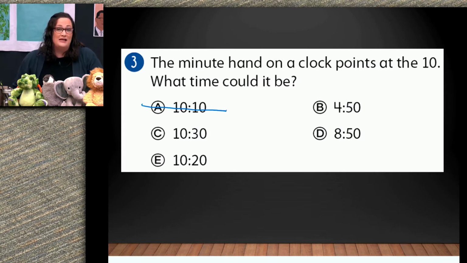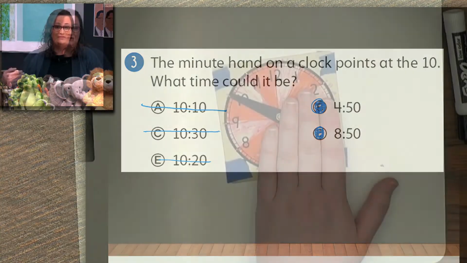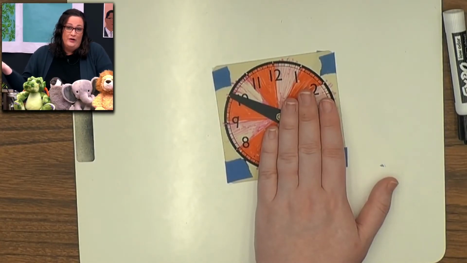Could it be 4:50? It could. Can it be 10:30? Not with a minute hand at 50. Can it be 8:50? It could. Could it be 10:20? Not with the minute hand at the 50. So it could be 4:50 or 8:50. We don't know because we don't know the hour. But we do know it's been 50 minutes. So it's either going to be 4:50 or 8:50. Those are the two correct answers.